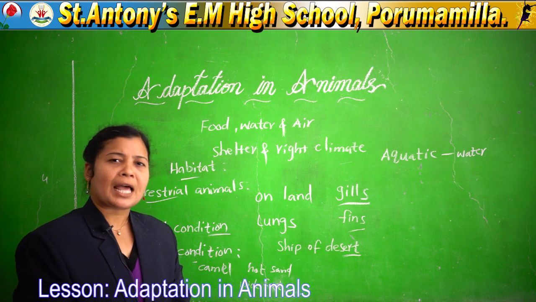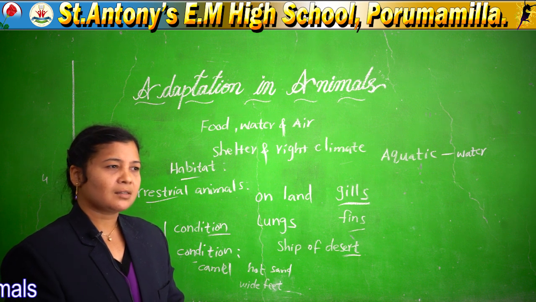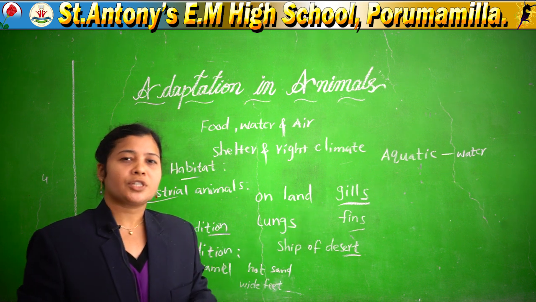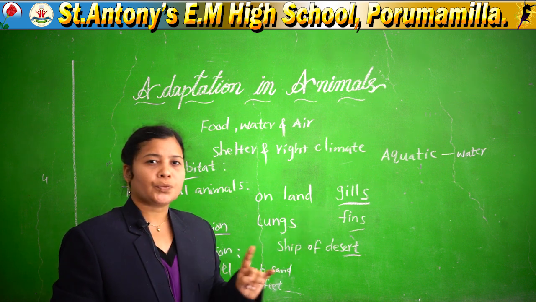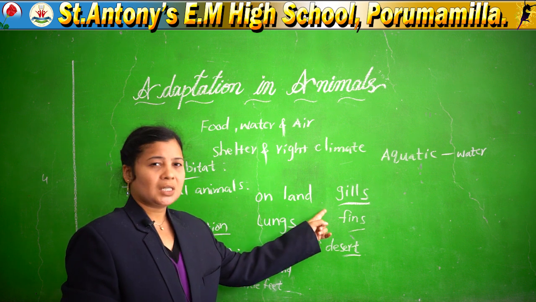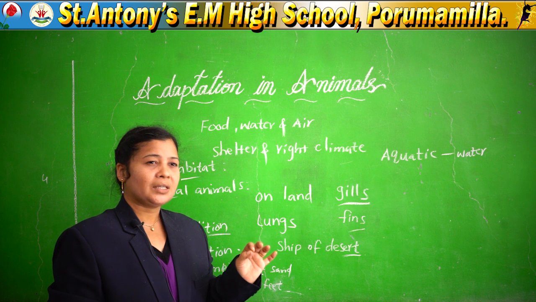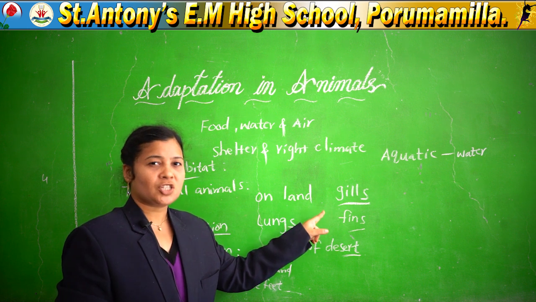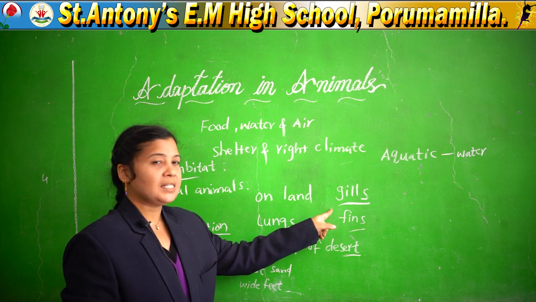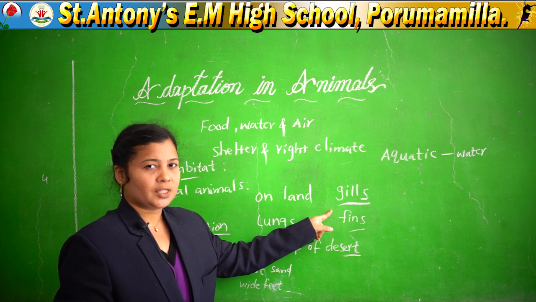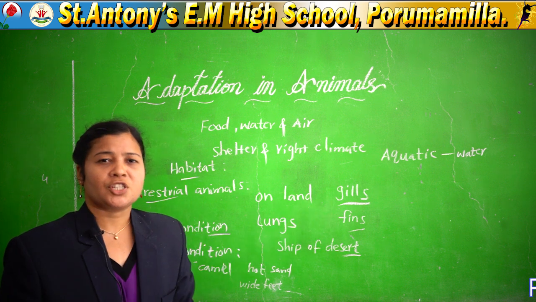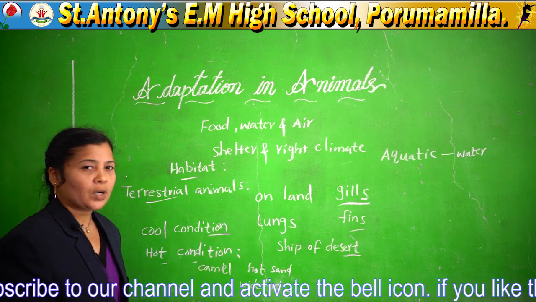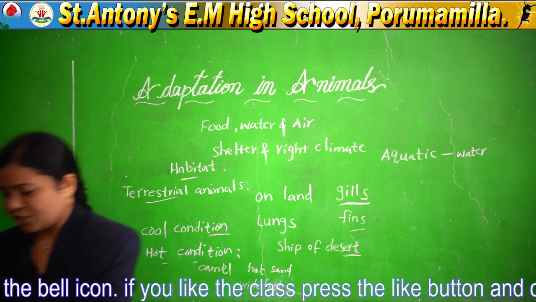Why can't fish live on land? Do you know why fish can't live on land? We discussed that fish breathe through gills. If fish come out of the water, the gills will not work. They can't breathe with the gills. So fish breathe only in water with the help of gills. That is why fish cannot live on land. So we have discussed aquatic animals. Let us move on to the other conditions.